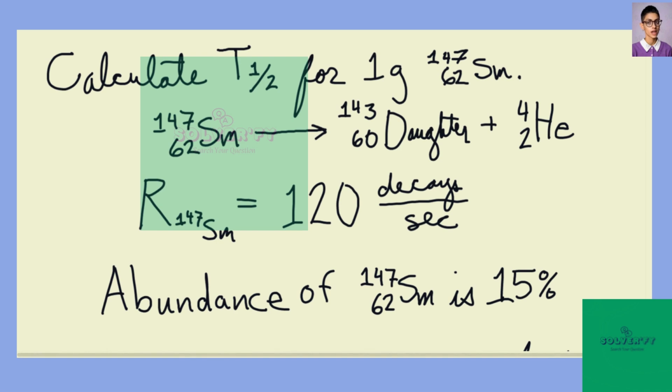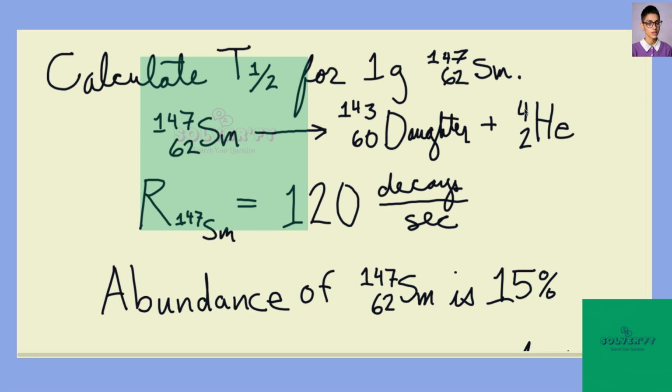In this problem, we're asked to calculate the half-life for 1 gram of samarium-147 isotope that undergoes alpha decay. I wrote out the reaction here. We have samarium-147 that decays into a daughter element of some sort that has mass number 143 and atomic number 60, and the other decay product is the alpha particle.